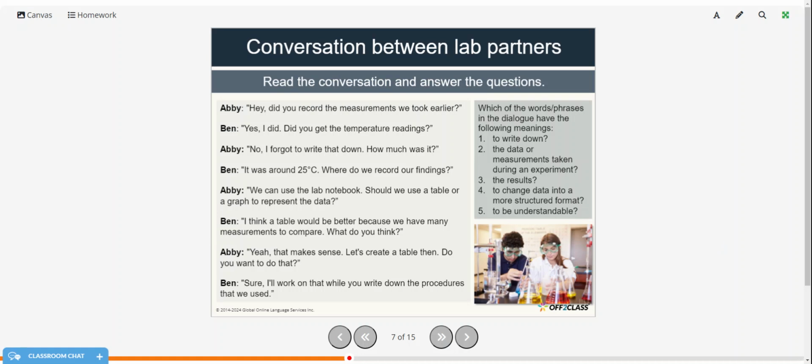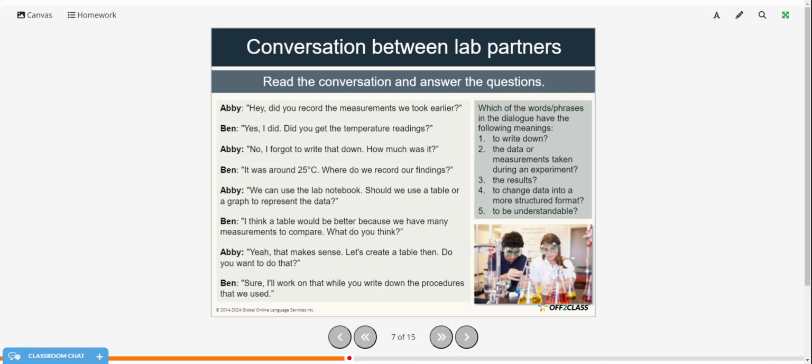Hey, did you record the measurements we took earlier? Yes, I did. Did you get the temperature readings? No, I forgot to write that down. How much was it? It was around 25 degrees Celsius. Where do we record our findings? We can use the lab notebook.